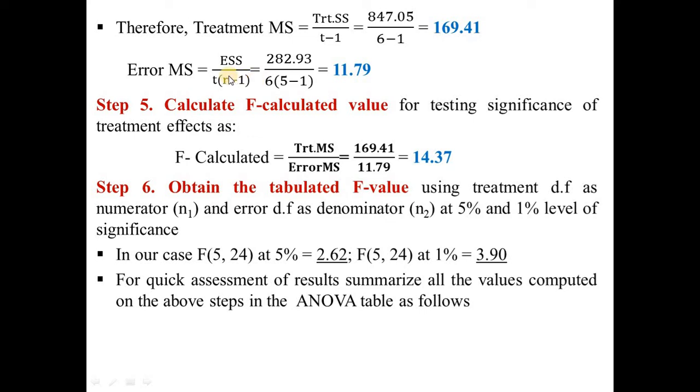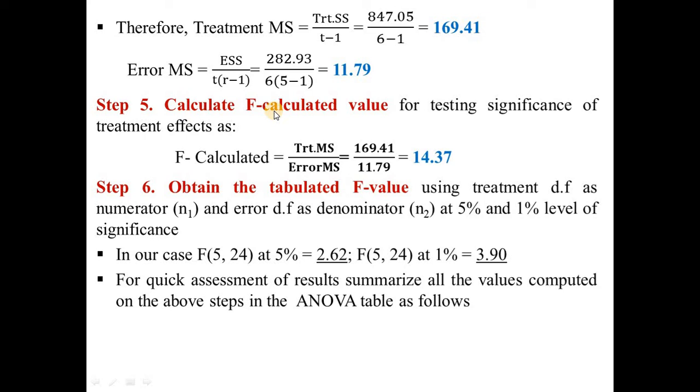This is the error degree of freedom for CRD, not the other designs. We are doing an experiment conducted in the CRD, so we have to use the degree of freedom for that design, and the calculation is also used as the design concerned. If we do this similarly, we will obtain 11.79.